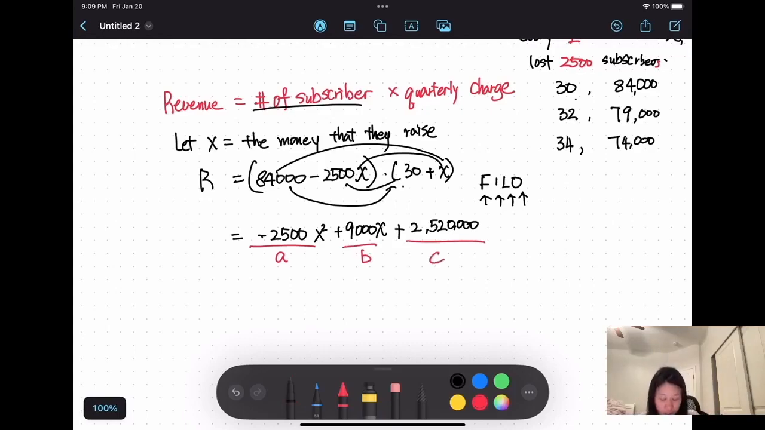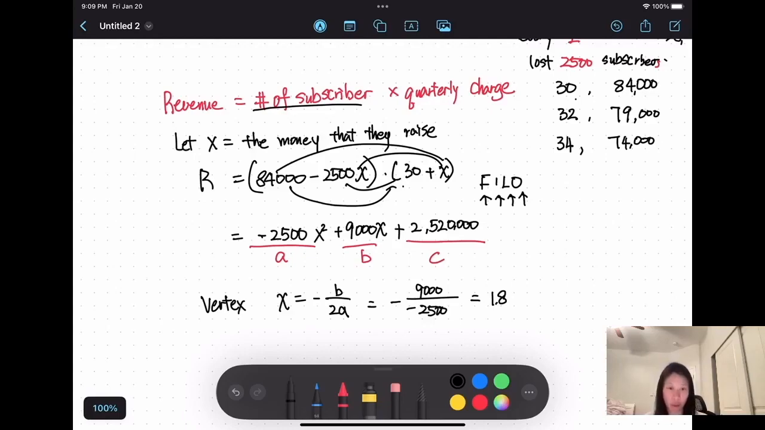So the x coordinate of the vertex equals negative b over 2a, which is negative 9,000 over negative 2,500. When you simplify, this equals 1.8. So that means when x equals 1.8, we will reach our maximum. The graph probably looks something like that.